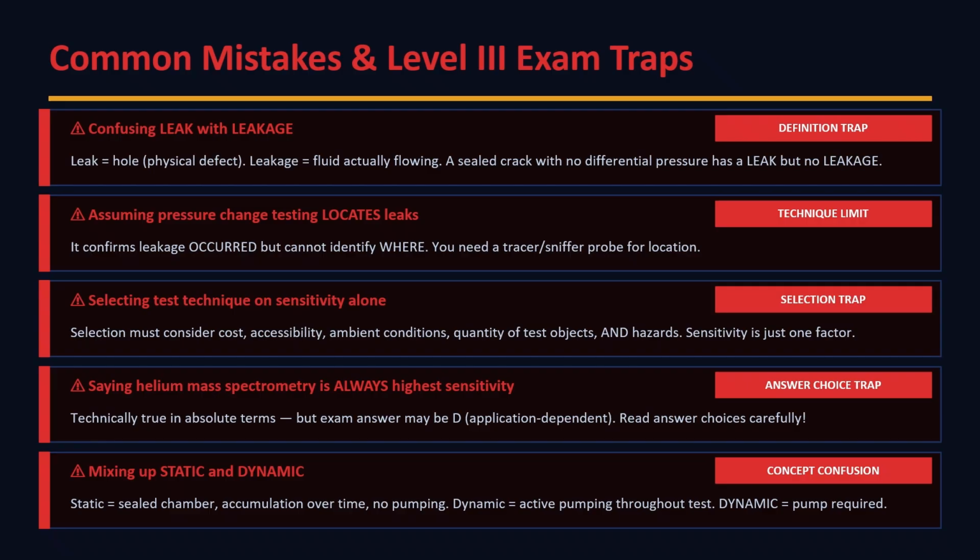Trap number 2. Assuming pressure change testing locates leaks. It does not. Pressure change testing tells us leakage exists. It does not identify the location. This is one of the most common examination traps.